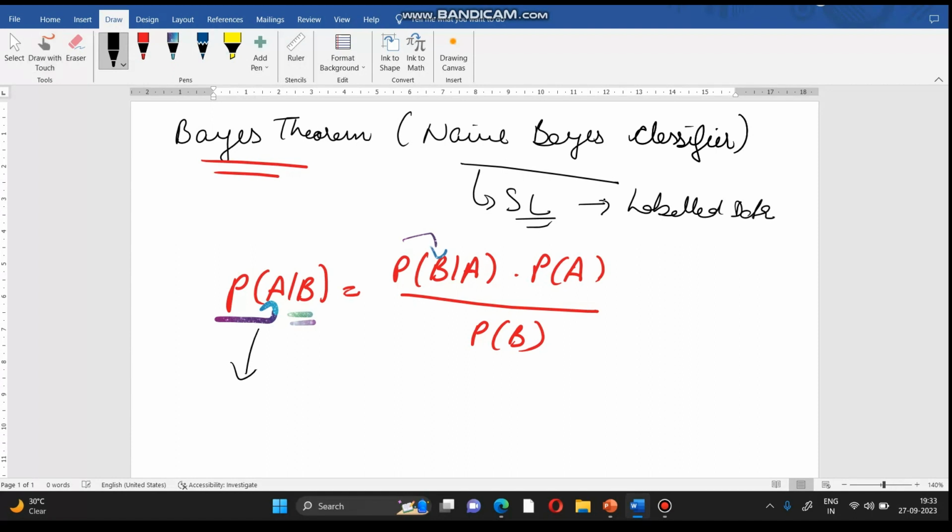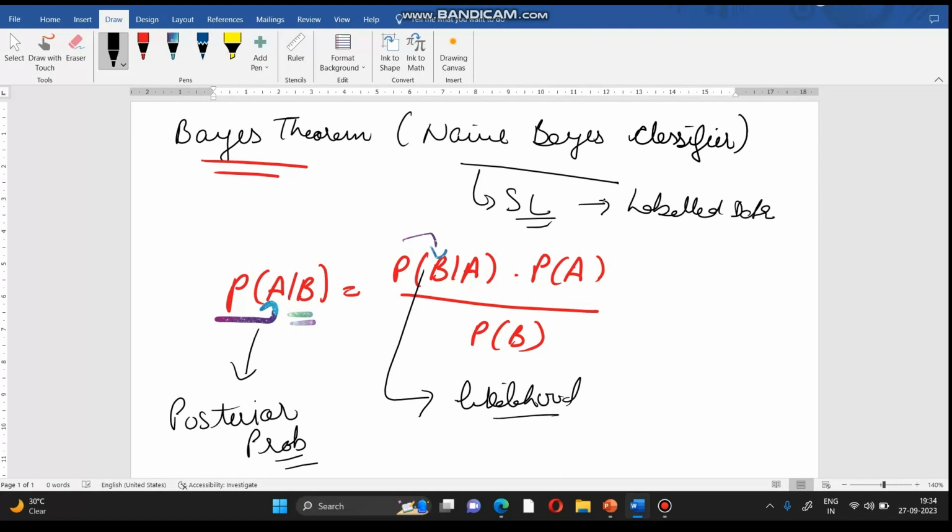This P of A given B is known as the posterior probability, meaning the probability that we are going to calculate. And P of B given A is the likelihood of happening of something, that is the probability of occurrence of B when A has already occurred. What is the likelihood of this category? So this is a given factor.